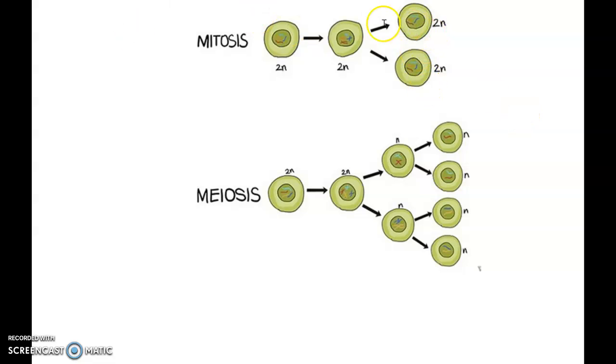Again, you'll see that there's only one cell division and that these two cells here both have 2N, which is just a numerical way of saying it's got the same amount as the parent cell. So 2N and 2N, it's a full set of DNA. It's identical to the one that it divided from. Whereas in meiosis, you'll notice that these daughter cells here only have N. So it goes from being 2N to N, which is half the amount of DNA. And these four here would become the eggs or the sperm cells to allow for reproduction.